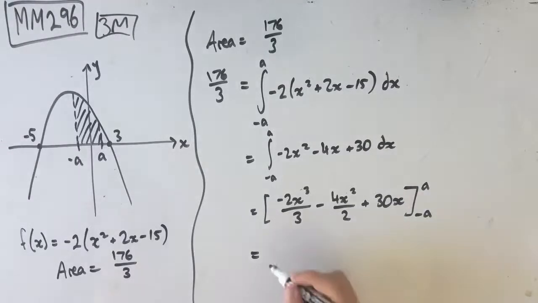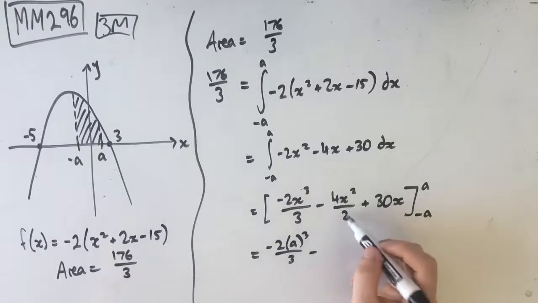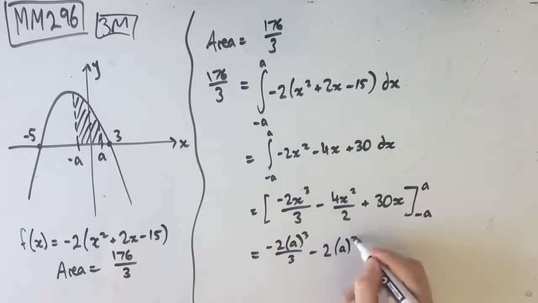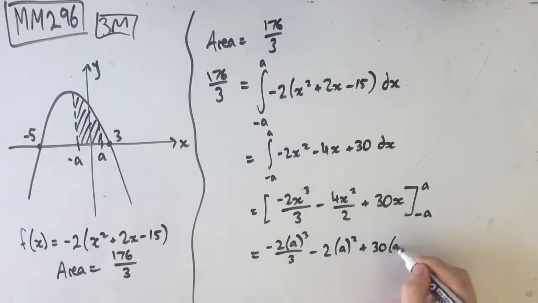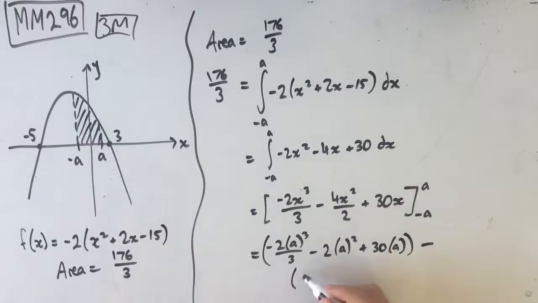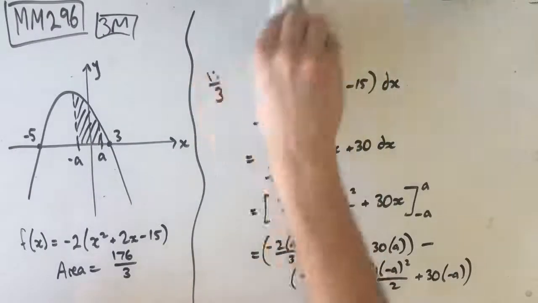So a and negative a we can sub in. So we get negative 2a cubed over 3 minus, now I'm going to change this to 2x squared, because 4 divided by 2 is 2. So 2a squared plus 30a, and that's our first bit. And then we're going to minus our second bit, which is negative 2 negative a cubed over 3 minus 4 negative a squared over 2 plus 30 negative a. Awesome. Now, what we actually end up with, I'm going to rub this bit out.